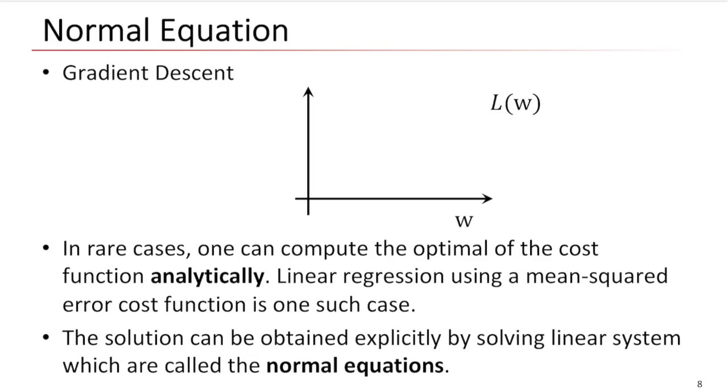Okay, the last part of the first section of today's class is the normal equation. So what is the normal equation? Let's see the example. When we use gradient descent, we just assume that the cost function looks like this.